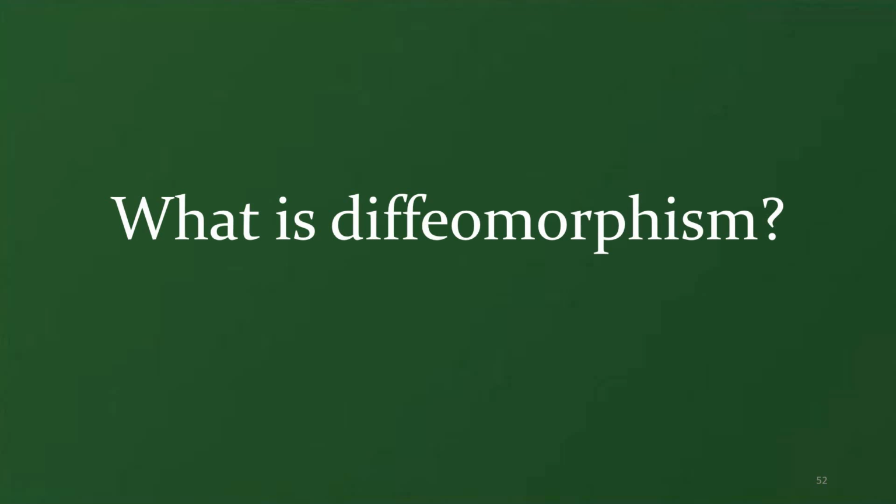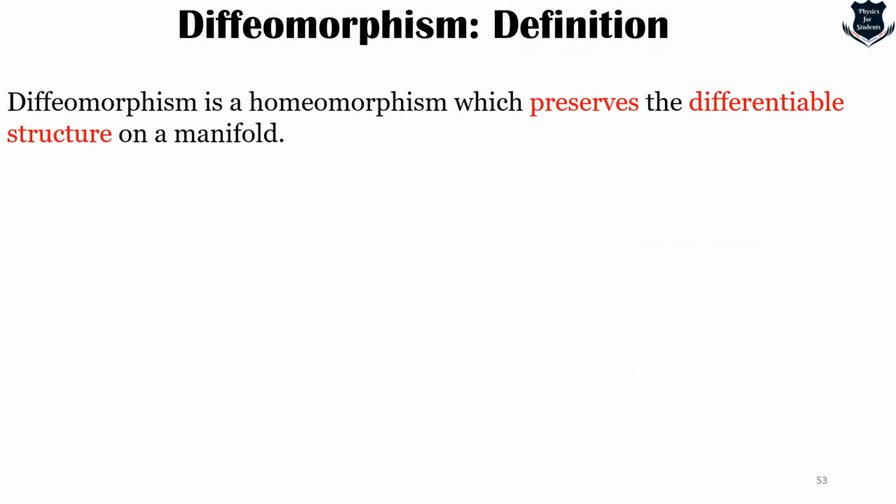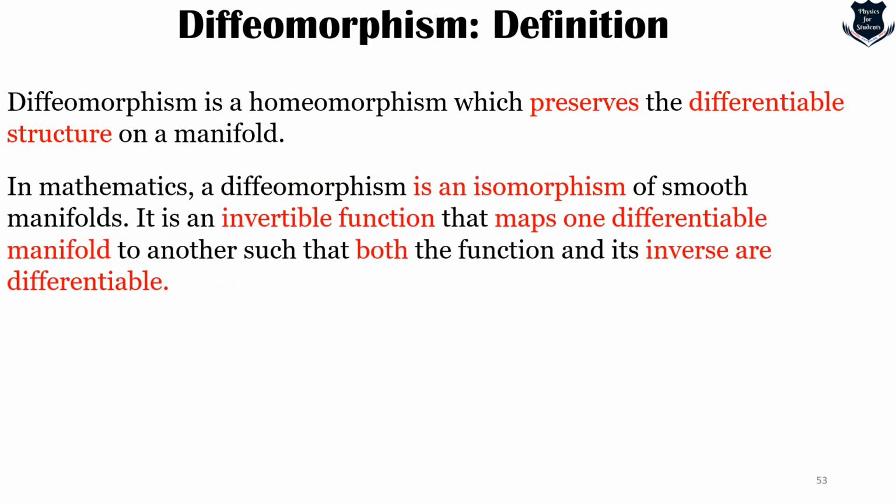So we come to a very important concept of differential geometry, what is called diffeomorphism. In general, the definition of diffeomorphism is that it is a homeomorphism. I mean to say, if we divide these two words, it looks like differential homeomorphism. So obviously it is a homeomorphism which preserves the differentiable structure on a manifold. In mathematics, diffeomorphism is also an isomorphism of smooth manifolds, and it is an invertible function that maps one differentiable manifold to another such that both the function and its inverse are differentiable.